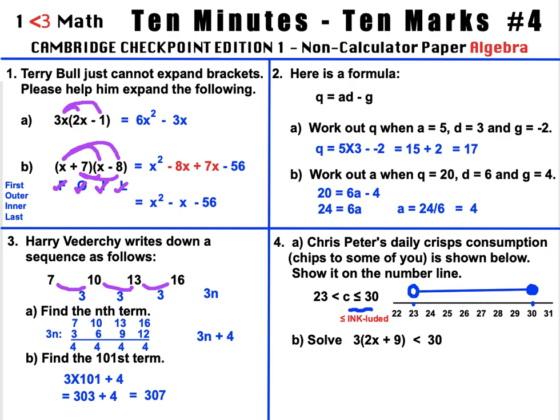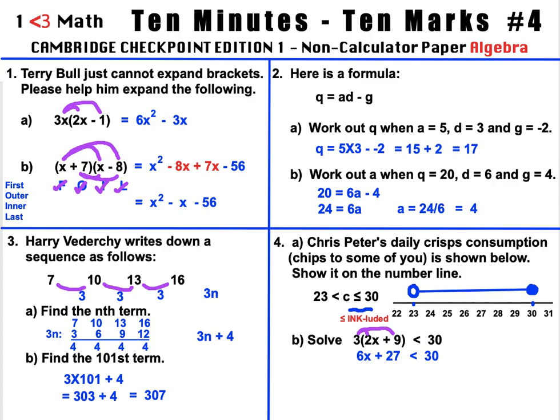Now finally, we need to solve this inequality, and you treat this exactly like an equation. So we've got 3 bracket 2x plus 9 is less than 30. 6x plus 27 is what we would have if we expand the bracket, because 3 times 2x is 6x, and 3 times 9 is 27, and that's less than 30. So now we're in a position where we can solve the equation after expanding the brackets.